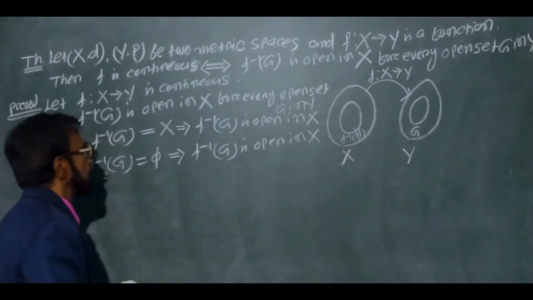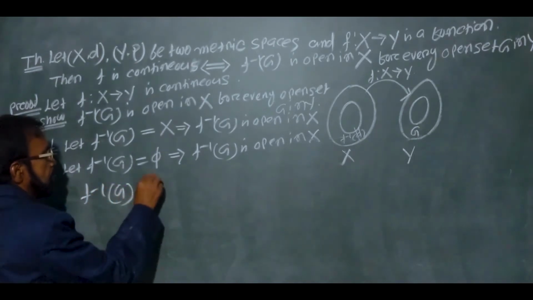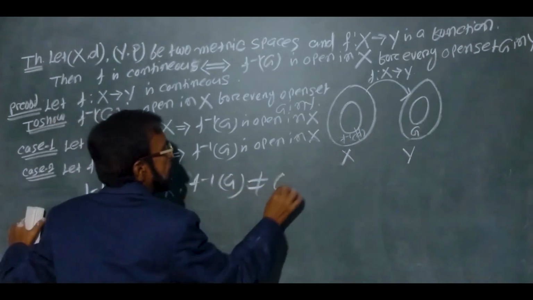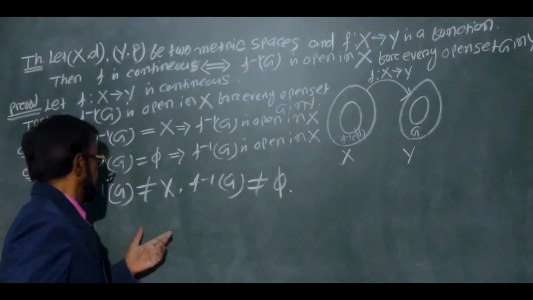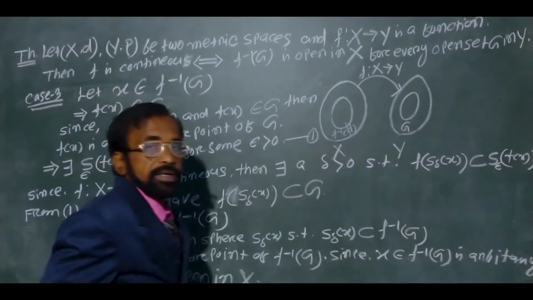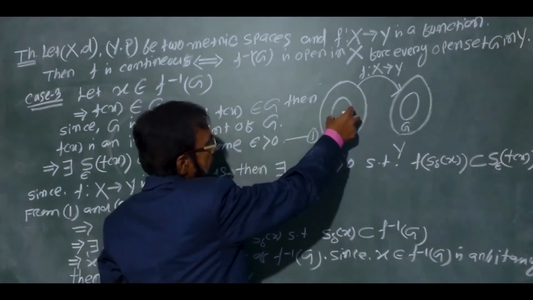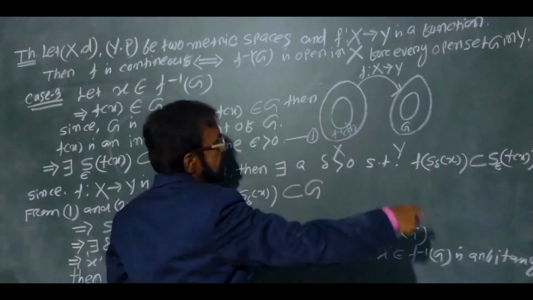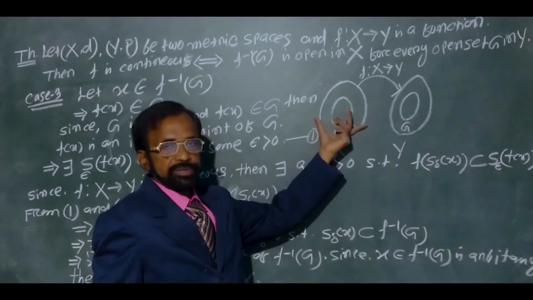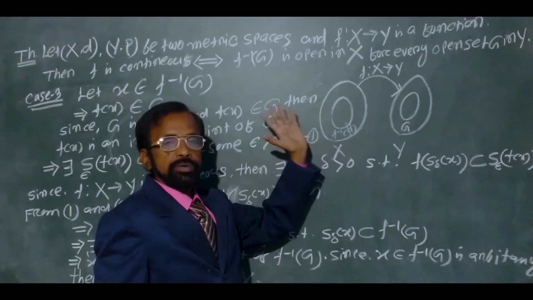Case 3, suppose f inverse G is not equal to X and f inverse G is not equal to phi, then we have to prove f inverse G is open in X. That is the case 3. We have to show that f inverse G is open in X. It is given that G is open in Y. Suppose f inverse G is equal to the whole space. We know that the whole space X is open. So case 1 is open.